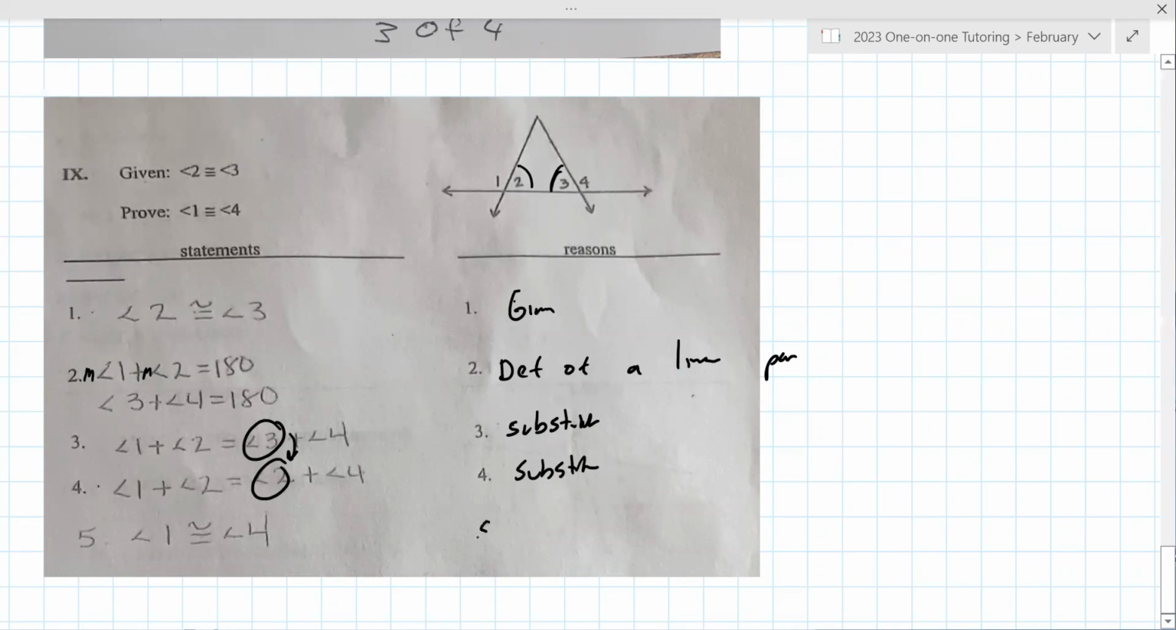All right, and then the last one here, 5, which I know they don't have 5 there, but that is the subtraction property. You subtract the 2 out, and angle 1 equals angle 4.